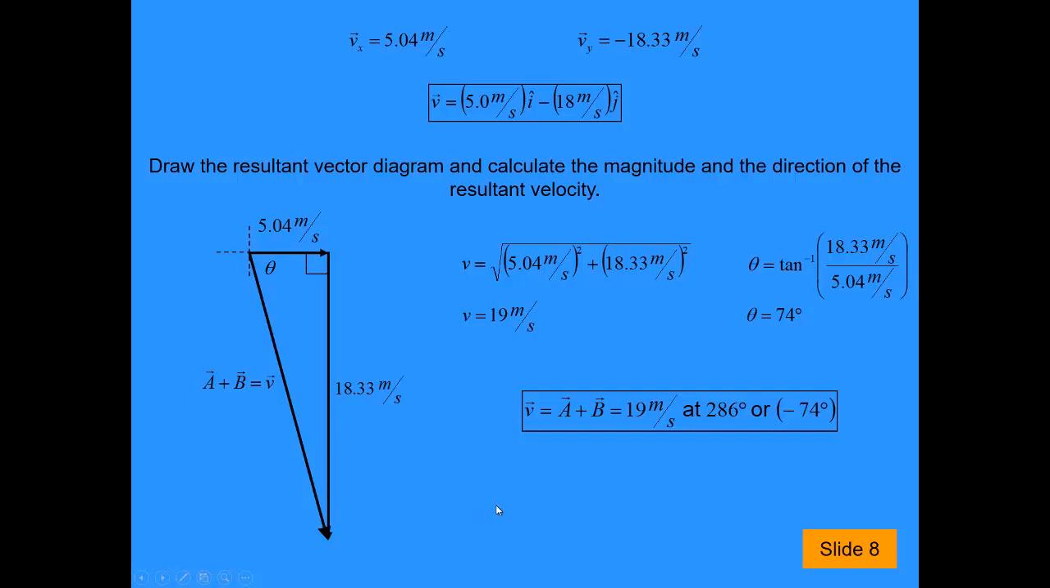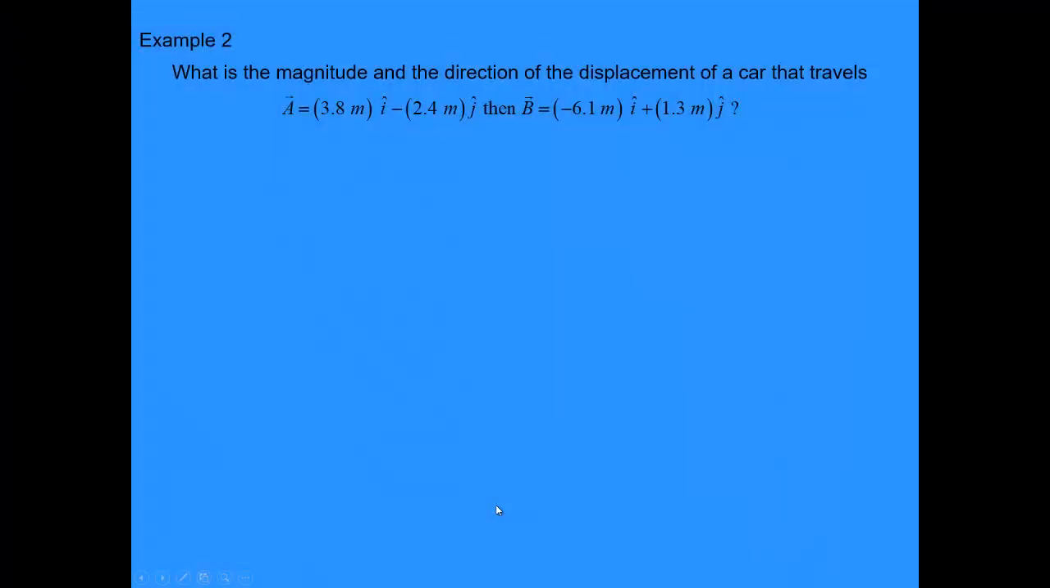Right? So let's do a second example, except this time I want to find the displacement a car travels if it goes first this and then this. But notice I have drawn them not in polar coordinates or with magnitudes and directions, but rather I have drawn them in unit vector notation.